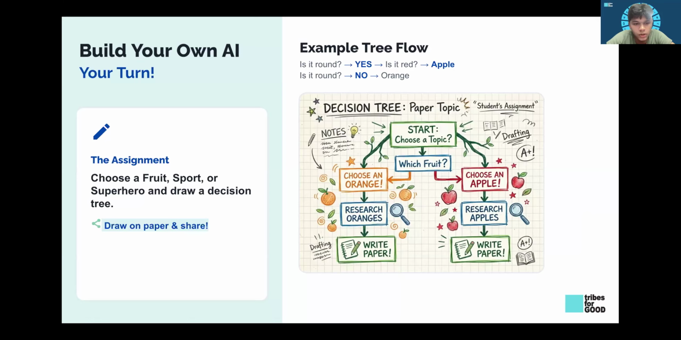Yeah. So this is an assignment for you guys. You have to build your own AI. Not coding and all, that's too difficult right now, but a simple assignment where you have to think of a fruit, sport, or superhero or anything of any theme, and you have to draw a decision tree. So in the previous slide, ma'am, can you go to the previous slide?